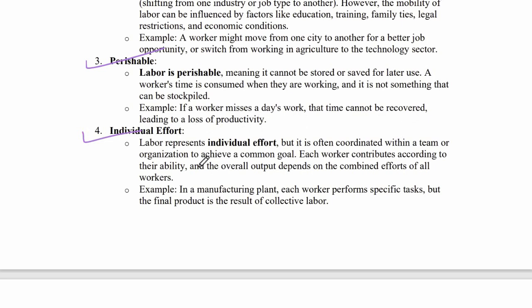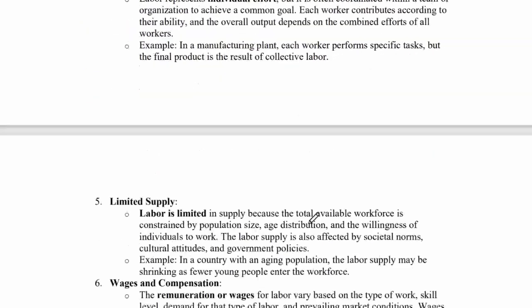Individual effort. Labor represents individual effort, but it is often coordinated within a team or organization to achieve a common goal. Each worker contributes according to their ability, and the overall output depends on the combined efforts of all workers. Example, in a manufacturing plant, each worker performs specific tasks, but the final product is the result of collective labor.